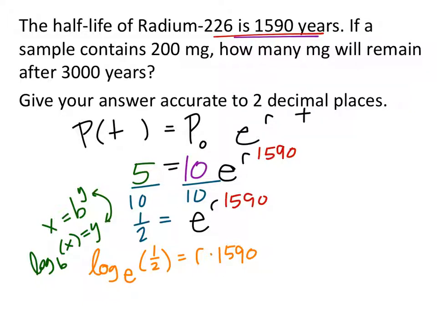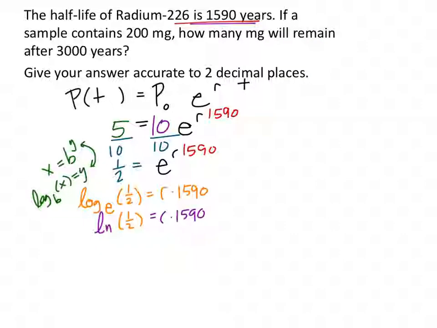This next step is going to change the format once again, but no values. That's a log base e, which means I can make it a natural log of that 1/2, which equals the rate multiplied by 1590. All right, well, how am I going to solve this thing? I just want the rate. So I'm going to take both sides and divide by 1590. So those are going to cancel out as a phantom 1, which gives me the rate. And I'm going to plug that into my calculator: the natural log of 1/2 divided by 1590.